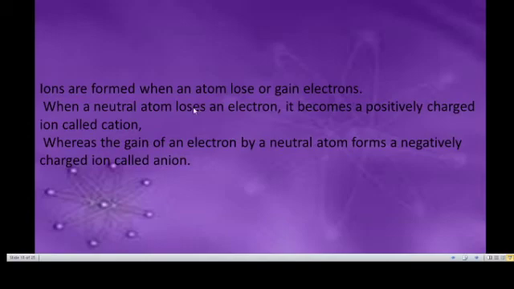Ions are formed when an atom loses or gains electrons. When a neutral atom loses an electron, it becomes a positively charged ion called a cation. Whereas the gain of an electron by a neutral atom forms a negatively charged ion called an anion.